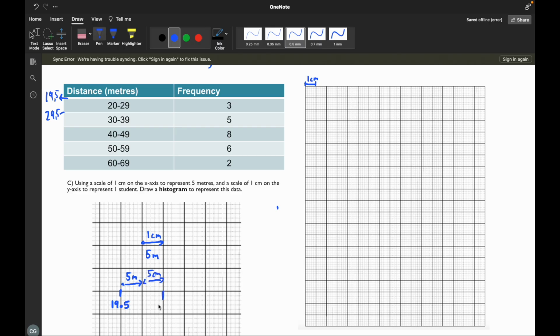So here now would be 29.5. So I know that from here to here represents 1 centimeter or 5 meters, and here now from here to here represents another 5 meters, which is 1 centimeter. Okay, so based on that scale, x has to represent 5 meters at a scale of 1 centimeter. So every box represents 5 meters. Now for the y-axis, what does it say? 1 centimeter represents 1 student. Okay, so 1 centimeter represents 1 student.